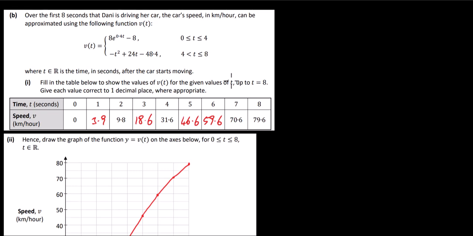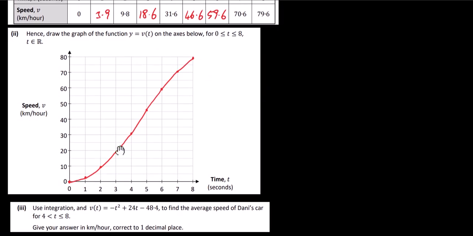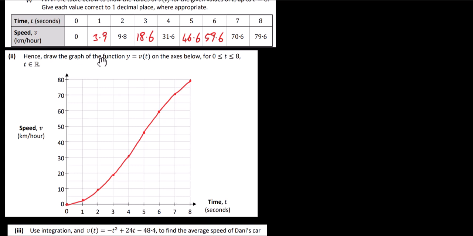Okay, so I've done that already. All you've got to do is take each of these t values and put them into whichever part of the function is appropriate. So anything from 0 up to 4 inclusive, you put into this part of the function. Anything from 5, 6, 7, and 8, you put into this part of the function here. You should get these values. The second part of this question is just to draw that graph. So I've drawn it here. You go 0, 0, then 1 up to 3.9, 2 up to 9.8, and so on. So you get this kind of function here.